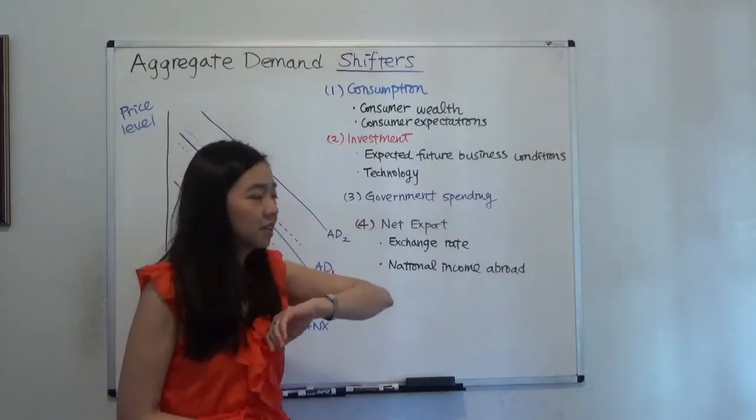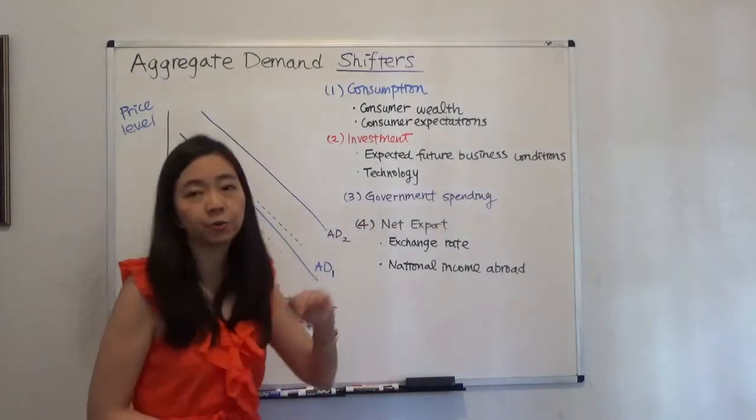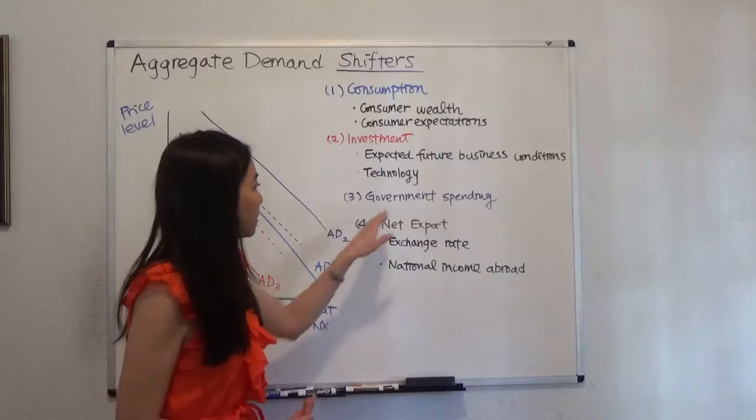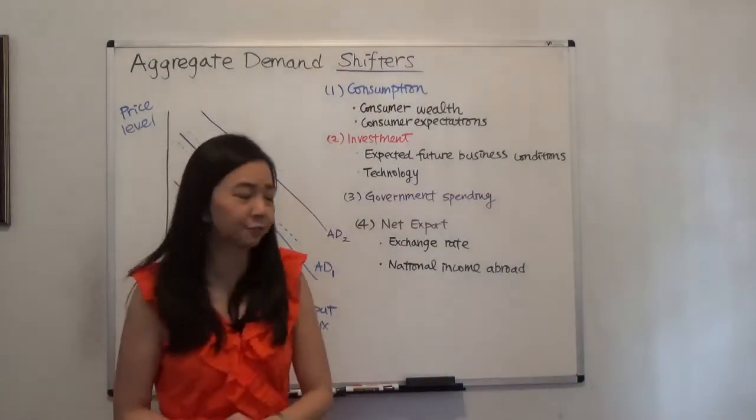And government spending. So if government spending increases, then that is going to shift our aggregate demand curve to the right. And if the government spending decreases, that's going to shift our aggregate demand curve to the left.